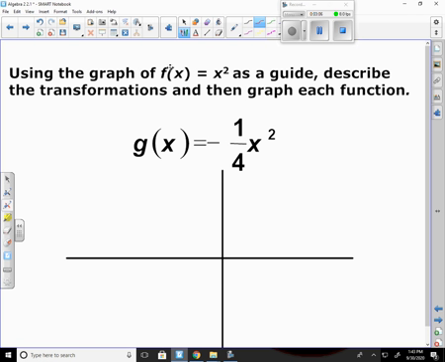Use the graph of f of x equals x squared as a guide. Describe the transformations, then graph each function. So before I graph each function, I'm going to need to describe my transformations. So x squared is my original. I see I have a negative out in front. That tells me it's going to reflect across the x-axis.